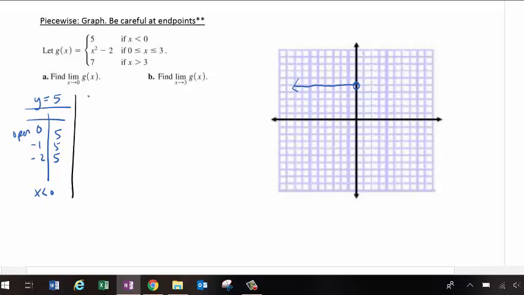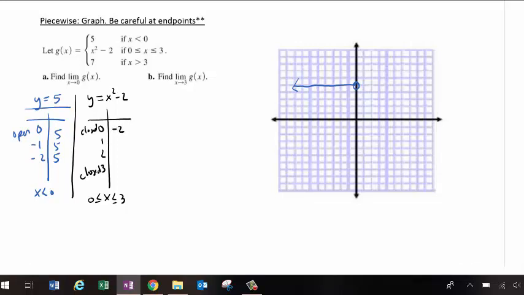Second graph, g of x is equal to x squared minus 2, and that's if I am in between but including 0 and 3. So this is closed, this is closed, so plugging in 0 I get a -2, and I'm going to change my color here so you can see it when I graph. This would give me 1 minus 2, which is -1, 4 minus 2, which is 2, 9 minus 2, which is 7. So 0, -2.